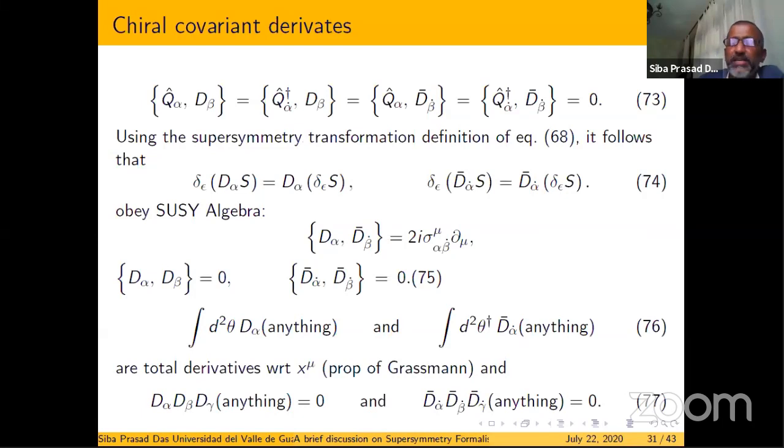Again, you can check all this algebra, and you can check that they also have the required algebra needed for consistency. Then equation 76 gives you the Lagrangian density, and equation 77 tells me that I have a consistent cutoff. That means I cannot really go up arbitrarily in theta. This is like a Taylor cutoff because of the Grassmann properties of the algebra. So equation 77 gives me my expansion cutoff.